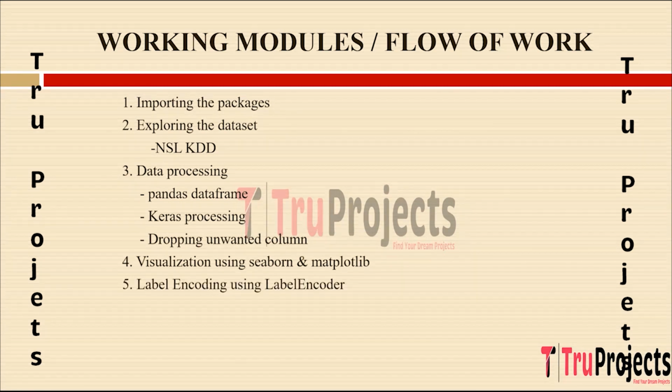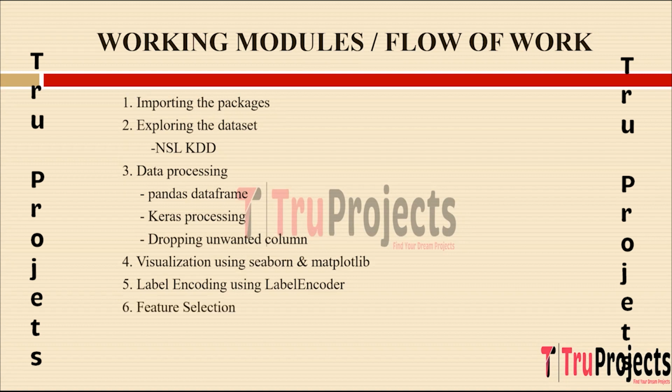Label encoding using label encoder. Categorical data often requires conversion into numerical format for machine learning algorithms to process. Label encoding using scikit-learn's label encoder is employed to transform categorical data into a numerical format, making it suitable for machine learning models.